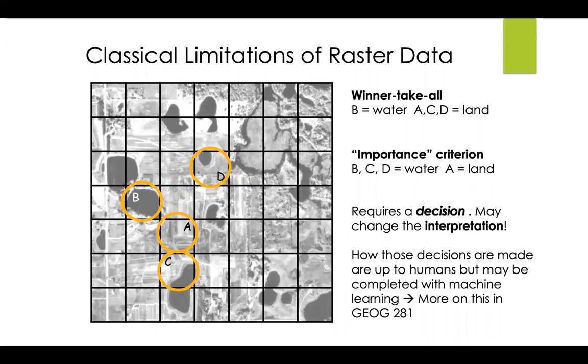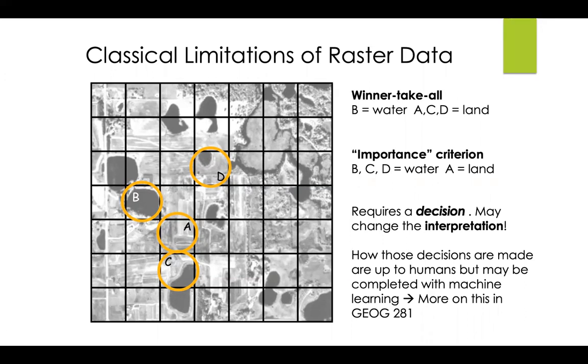For instance, in a winner takes all example, the largest area in the cell is then represented in the raster data. Here, A, C, and D are categorized as land, and B is categorized as water. The majority of either land or water determines what the cell becomes.